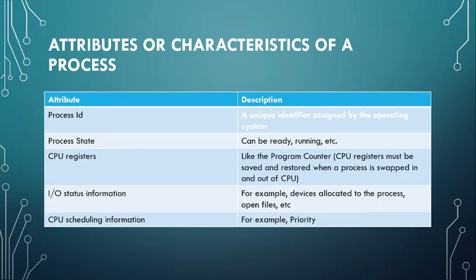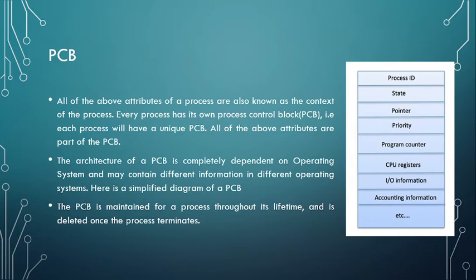All of the above, these attributes of a process, are also known as the context of the process. Every process has its own process control block. That is, each process will have a unique process control block. All of the above attributes are part of the process control block here. So each process has a process control block, and it stores information regarding the process.